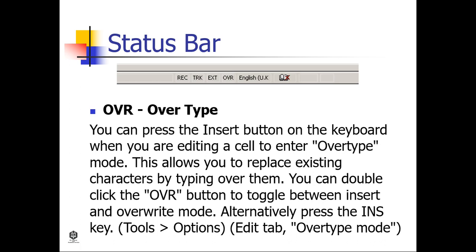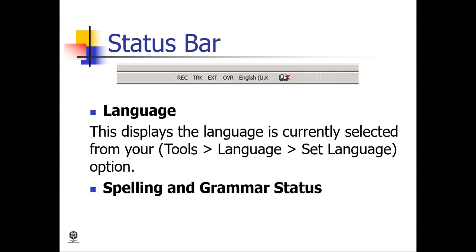OVR or overtype. You can press the Insert button on the keyboard to enter overtype mode. This allows you to replace existing characters by typing over them. You can double-click the OVR button to toggle between insert and overwrite mode. Alternatively, press the INS key, or use Tools, then Options, Edit tab, then Overtype mode.